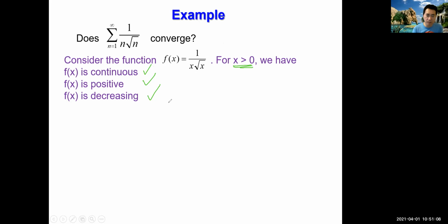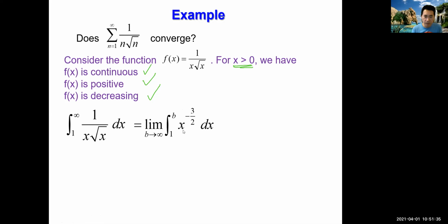And when these 3 are met, we will consider the improper integral. So I'm going to look at the improper integral of this function, 1 over x root x. That looks like this, the same function from 1 to infinity. So we're going to integrate this. Let's recall, by definition, when you want to integrate to infinity, you have to replace it with an arbitrary b. Then you take the limit as b approaches infinity. Okay, so we'll do that.